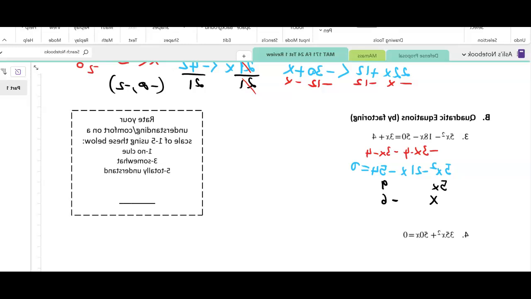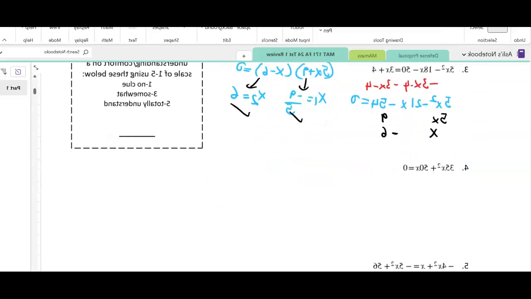Then I can write it as 5x plus 9 times x minus 6 equals 0. So one of them will be negative 9 over 5. The other one will be 6. Okay, so these are the solutions. All right, so there's another one.